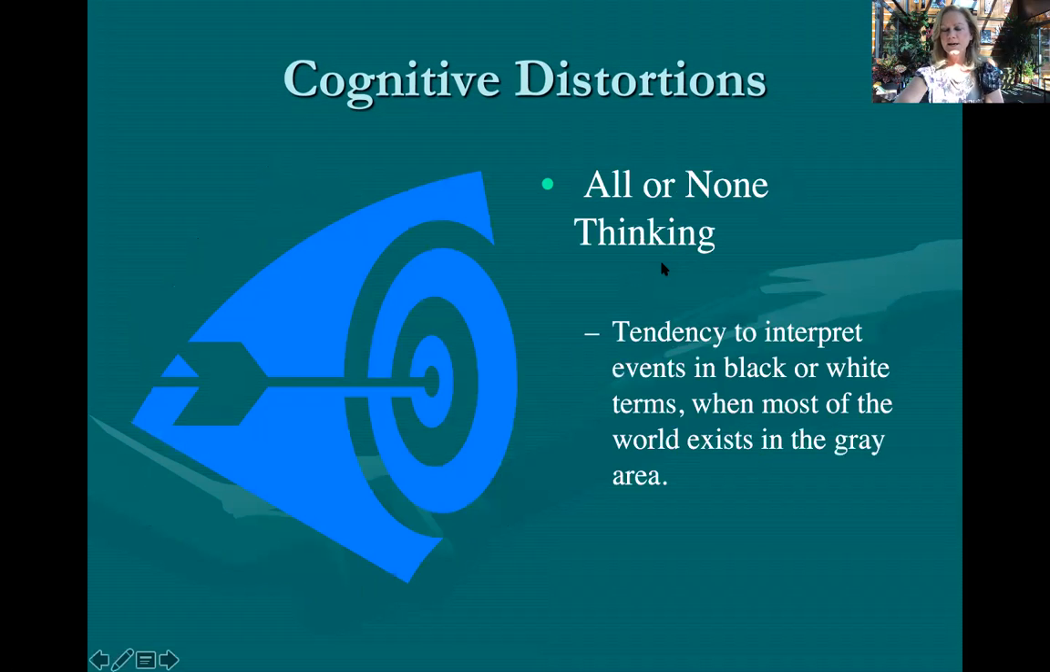All or none thinking. It really fits into rigidity. We see this a lot in perfectionism. We see this a lot in personality disorders. And this is when we tend to interpret events as black or white, all or none, when most of the world exists in the gray area. And so we look for this kind of rigidity, and we really help individuals realize that there's not always just right and wrong.